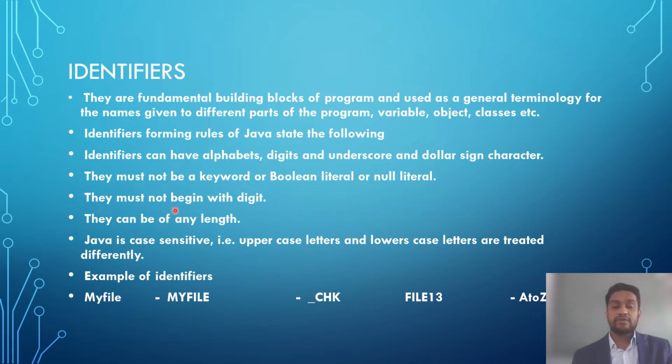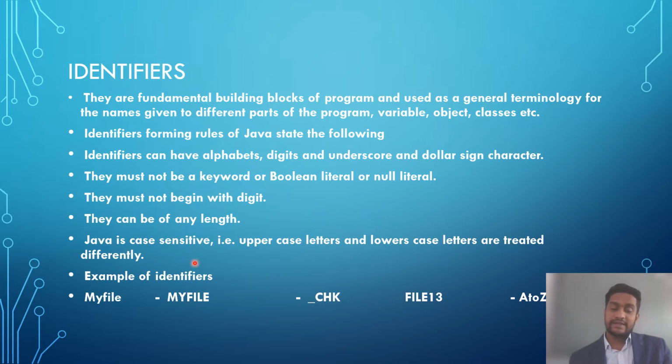Next, identifiers must not begin with a digit. So we cannot make an identifier starting with a digit, like 08m square. Since 08 starts with a digit, it will be an invalid identifier. They can be of any length, yes. You can make an identifier of any length, only it can be recognized by the starting two characters.